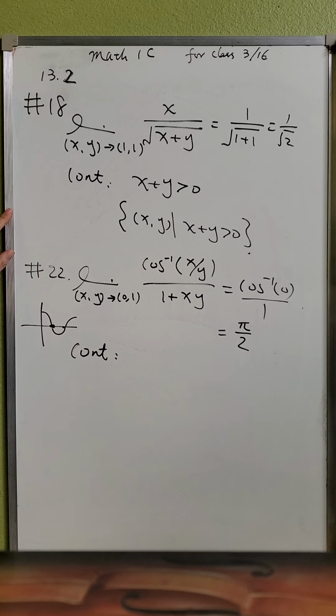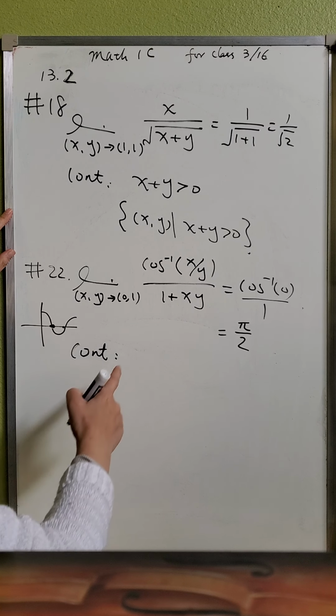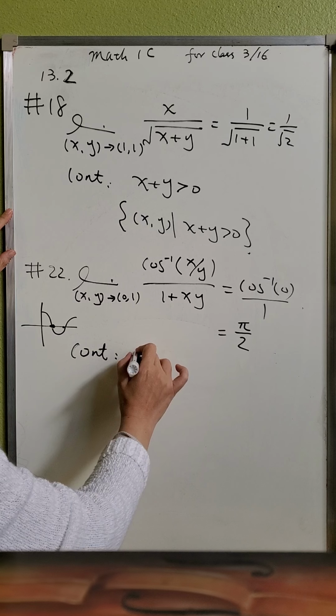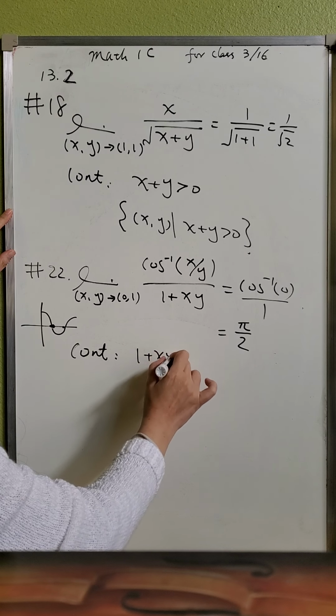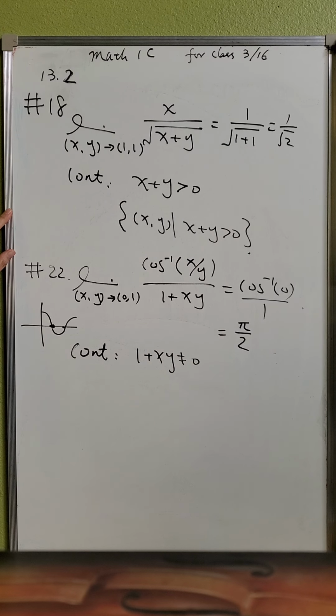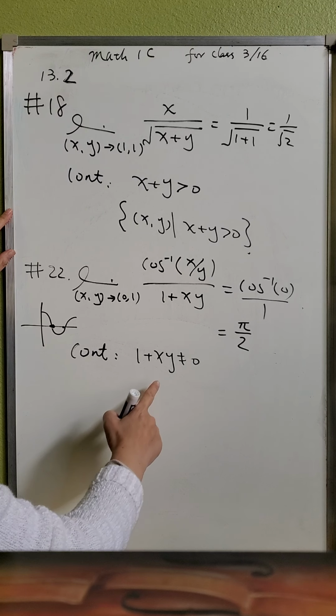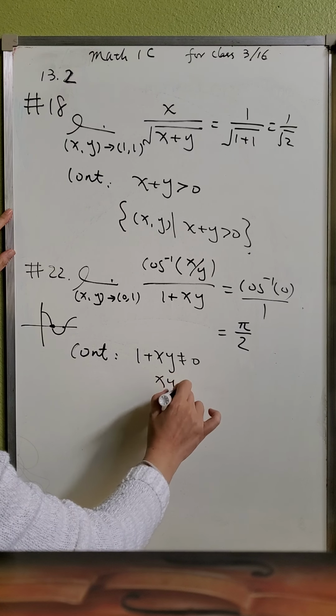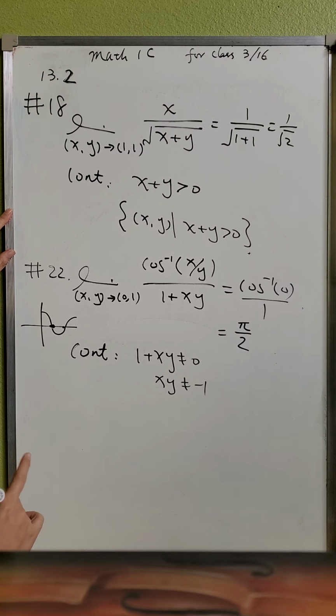Okay, for the continuity, let's look at it. How do we discuss? First of all, the denominator cannot equal 0. That's the first one. And so that means x times y doesn't equal negative 1. So that's the first one.